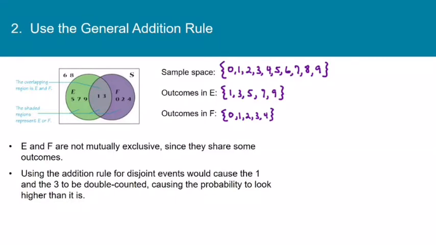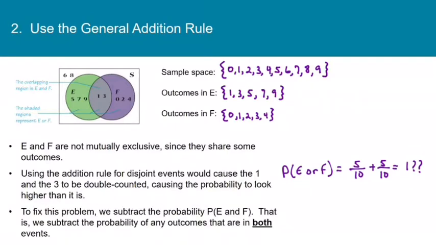It would look like this. Probability of E or F would be the probability of E, which is 5 over 10, plus the probability of F, which is also 5 over 10, but that gives us a sum of 1, and we know the probability of E or F can't be 1 because there are some outcomes that are not in either one. So this probability is a little too high.